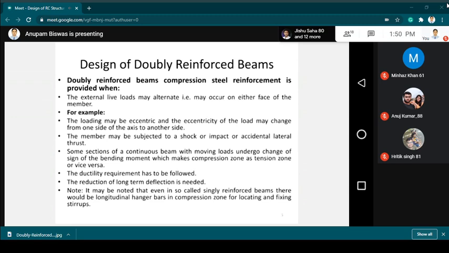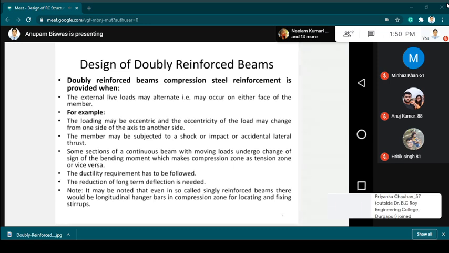Okay, has everyone understood what has been discussed so far? All of you understood what the advantages of doubly reinforced beam over singly reinforced beam are, why it is applied, why it is necessary? Or should I repeat some point if you want to discuss?